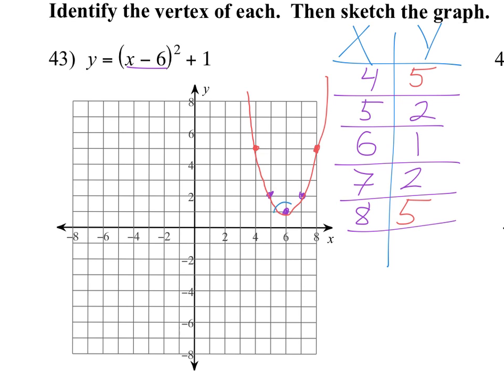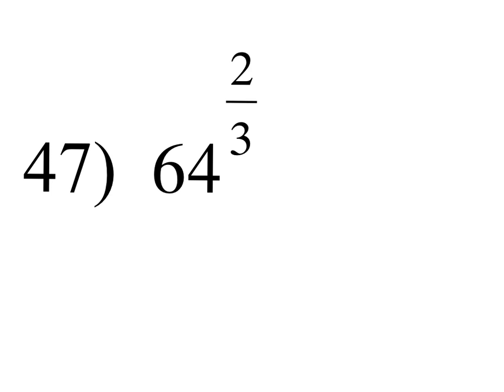The vertex for this graph was at 6, 1. You can get this either from graphing or by looking at this form and realizing that the x-coordinate is the opposite of what's inside. The y-coordinate is that number, so 6, 1. Here we've got a rational exponent. I'm probably going to rewrite this first as a radical.